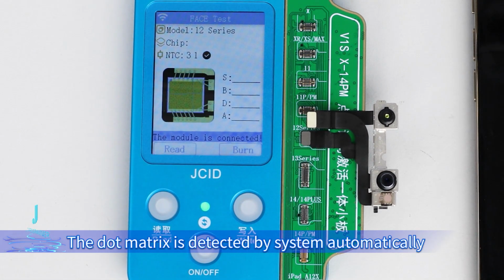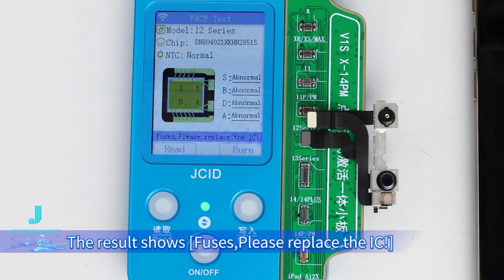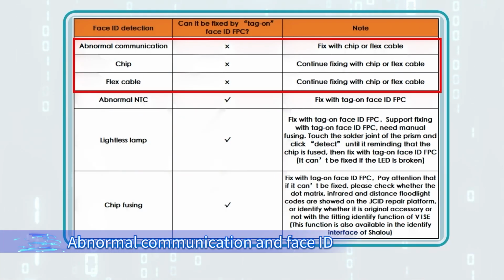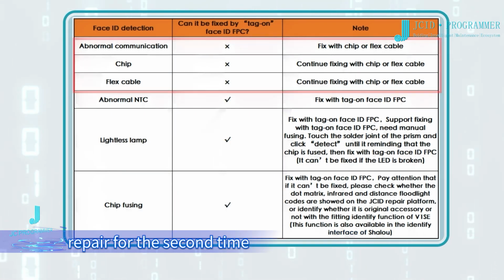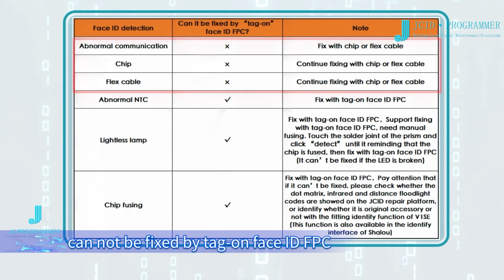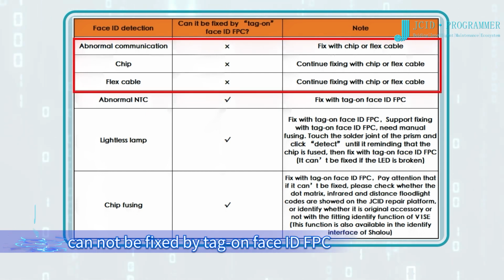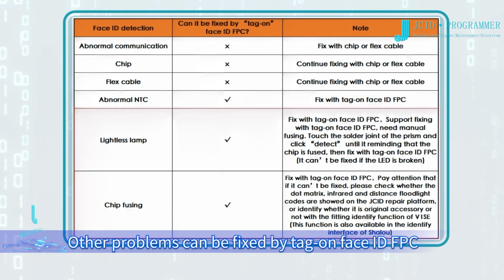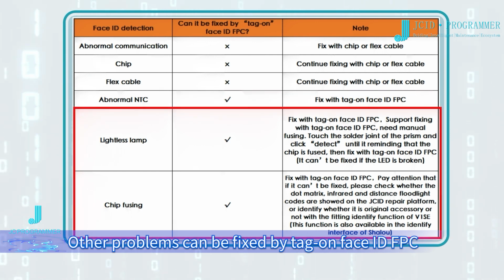The dot matrix is detected by the system automatically. The result shows UZs. Please replace the IC. Notes: abnormal communication and Face ID repair for the second time cannot be fixed by the tag on Face ID FPC. Other problems can be fixed by the tag on Face ID FPC.